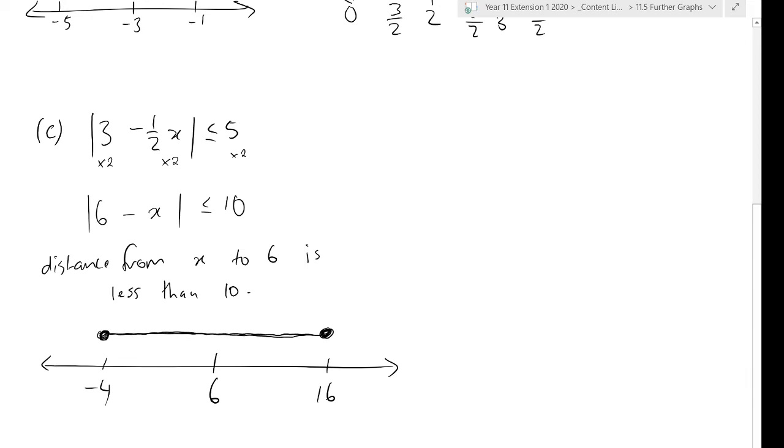So for example, let's use 0. We can put that in the equation. We get 6 minus 0, which is equal to 6. And 6 is less than or equal to 10. So 0 is a number that works. And we can put that in there.